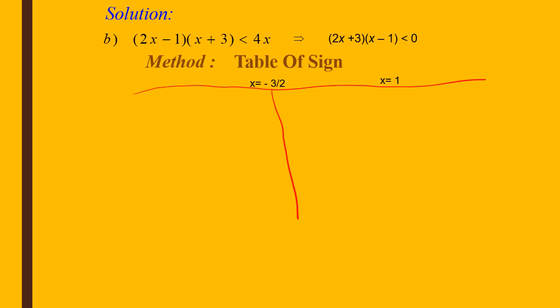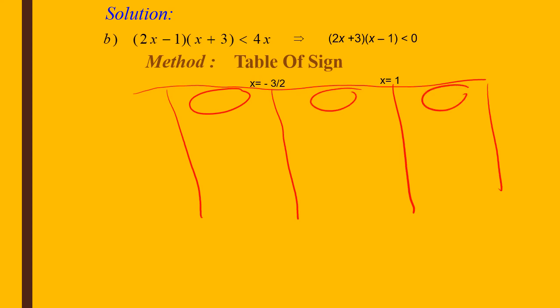So we have to separate this into 3 parts: the first, the second, and the third one. We want to check every area of this interval. This one is the area of less than -3/2. This one is in between -3/2 and 1. And this area is more than 1. So we want to check each value. Here it will become positive or negative, like that. And then, let's see the table.